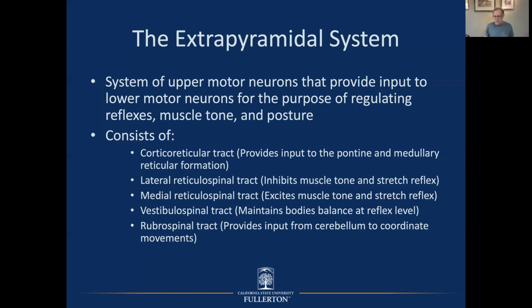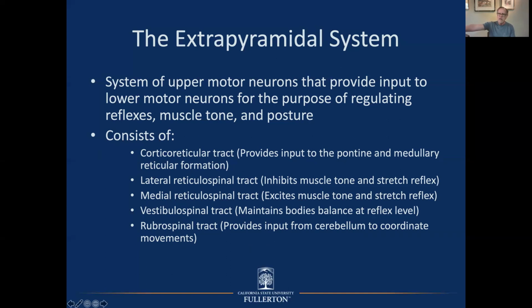And then the rubrospinal tract originates from the red nucleus, and it provides input from the cerebellum to coordinate movement. So again, coordination. Now, we're going to do quite a bit on these three. And with these, we're not going to go into details of the anatomy, simply to know their function and that these things are going on at a reflexive level and an automatic level. In other words, we don't have to think.